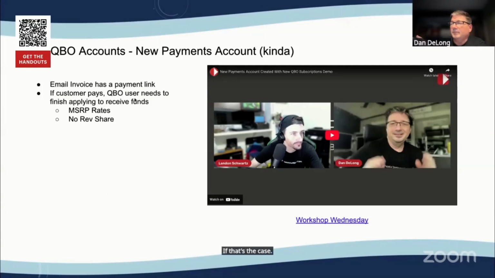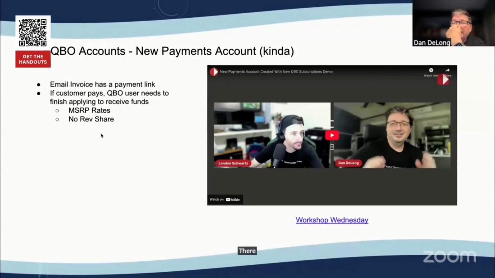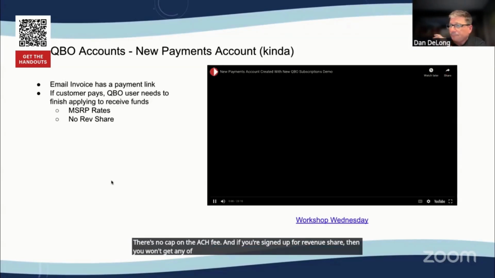But if the customer pays, the QuickBooks user needs to finish applying, and at that point they're going to get the MSRP rates, which are higher. There's no cap on the ACH fee. And if you're signed up for revenue share, then you won't get any of that either.